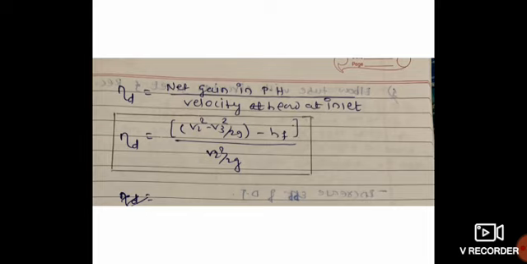So the draft tube efficiency is V2 square minus V3 square divided by 2g, the change from inlet to outlet of the draft tube, minus Hf, the friction losses between the water and the draft tube surface, divided by V2 square by 2g, the kinetic head present at the inlet of the draft tube. This is how we calculate the draft tube efficiency.